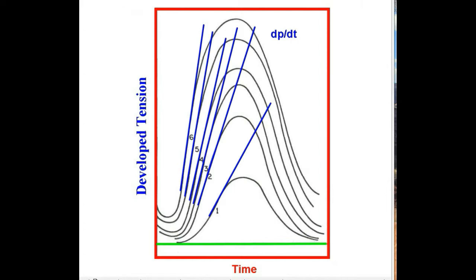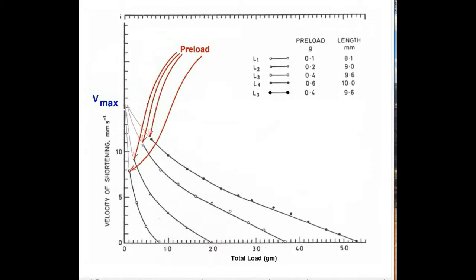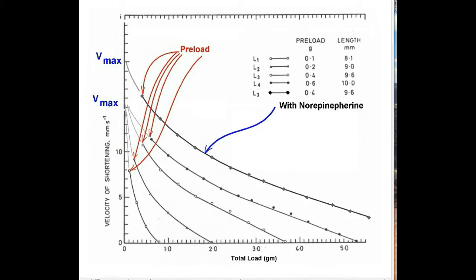The same effect is seen with the experiments performed by Sonnenblick. When the preload is changed, then a new curve is generated. Again, the extrapolation of the curve still intersects at zero load because there is not a change in contractility. However, when the experiment is repeated by adding norepinephrine to the bath, the curve shifts to the right, and there is a new Vmax.